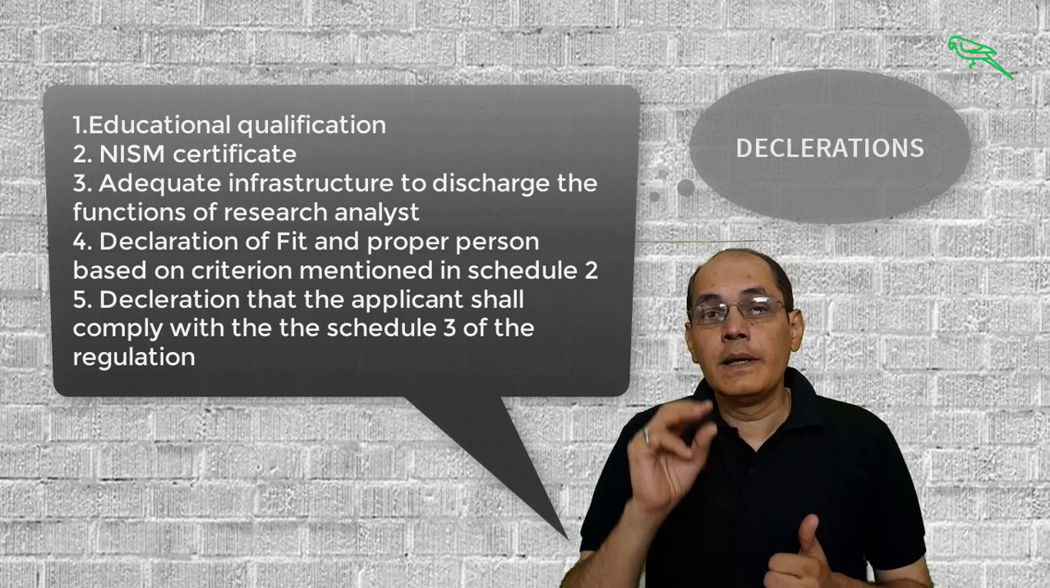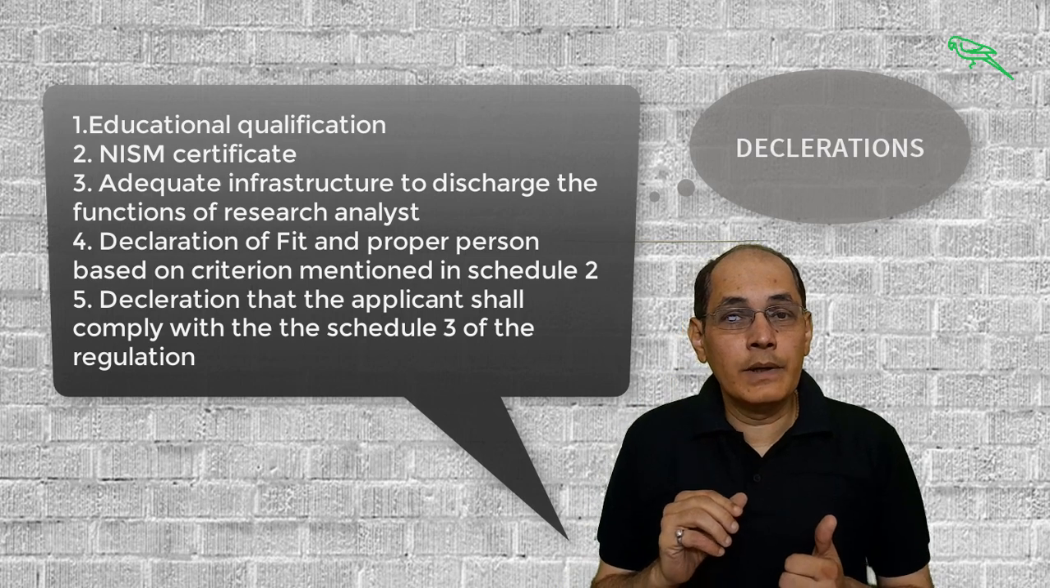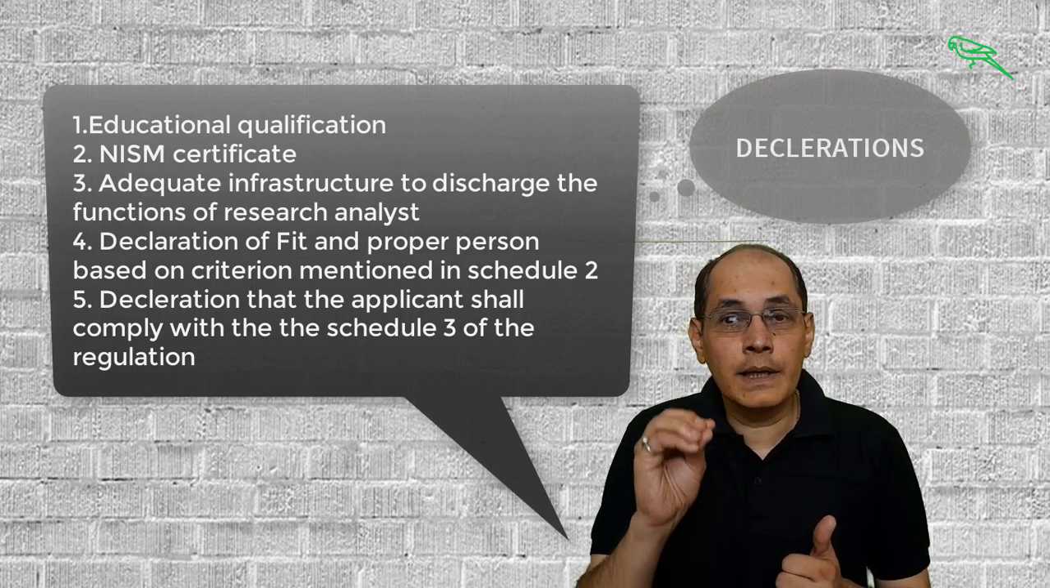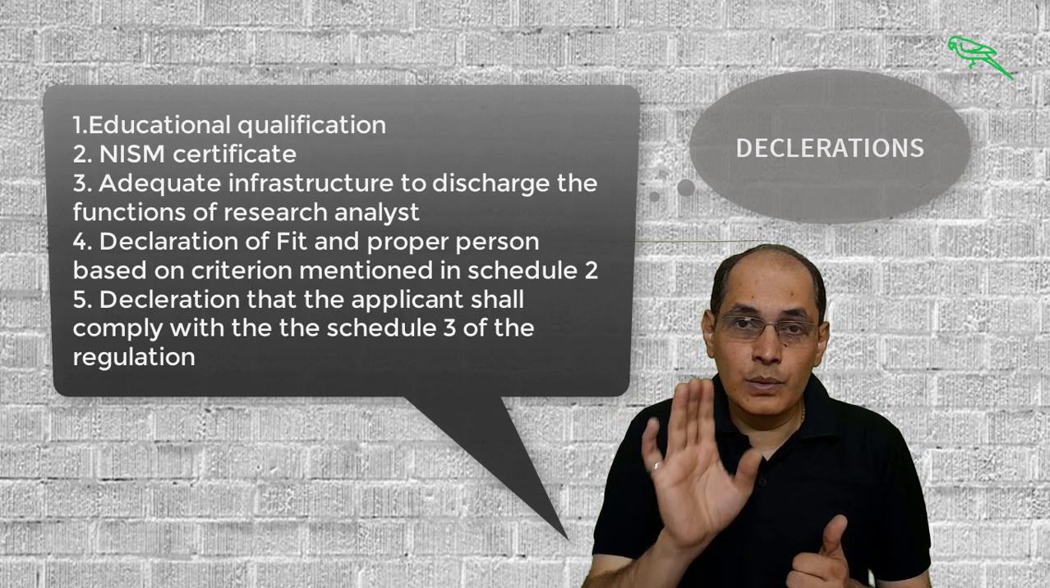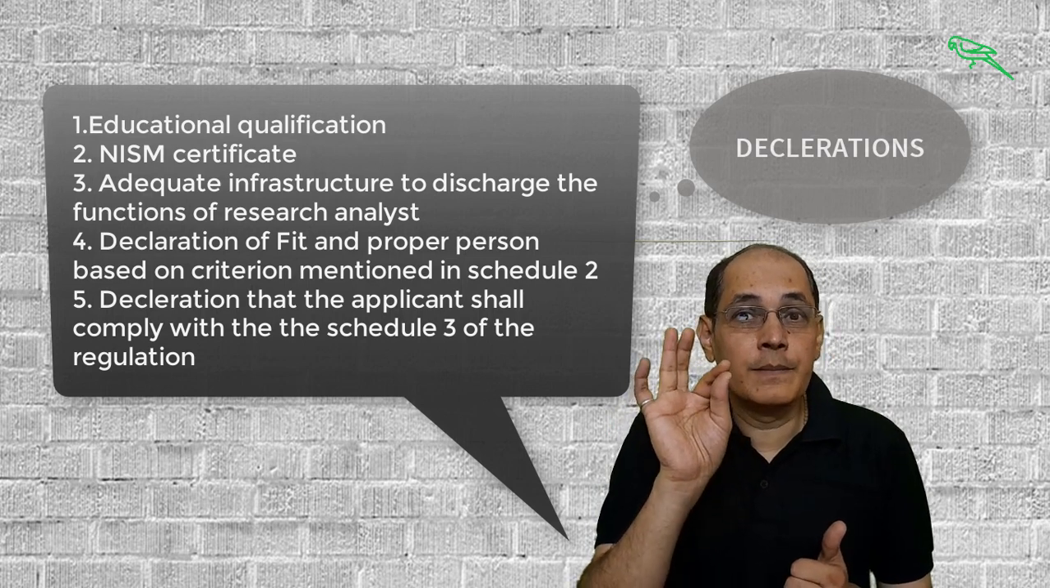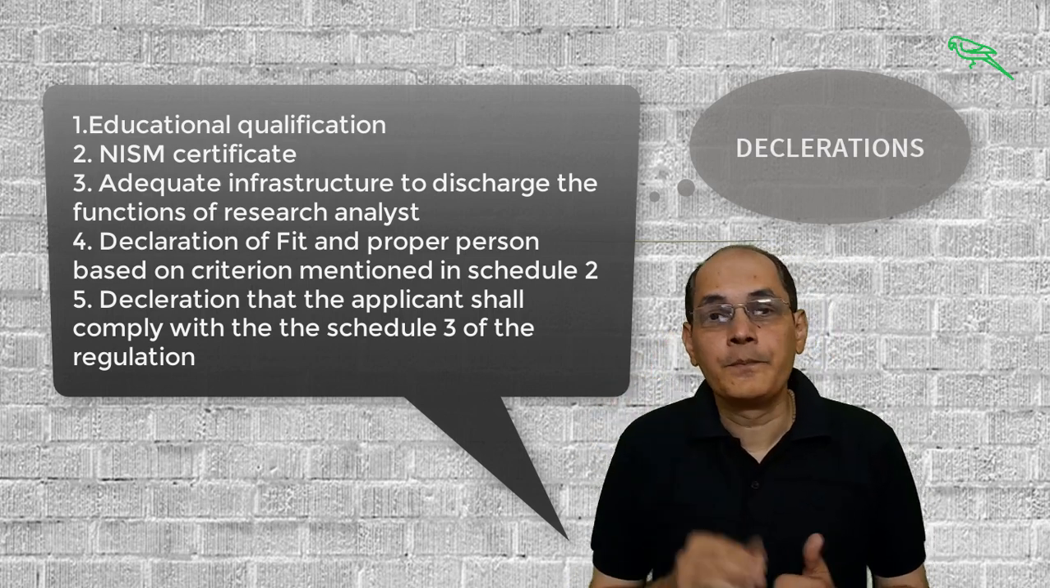Declaration 2. Declaration 3 is with respect to adequate infrastructure to discharge the activity of research analyst. So you must have the adequate infrastructure. You must make a declaration with respect to that.